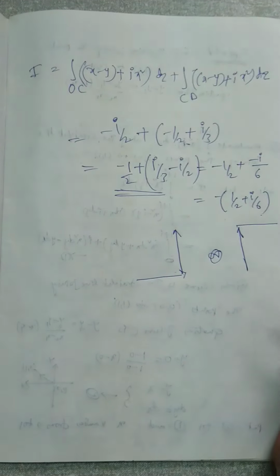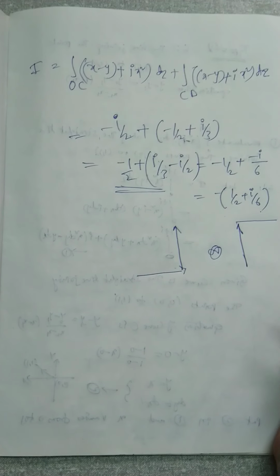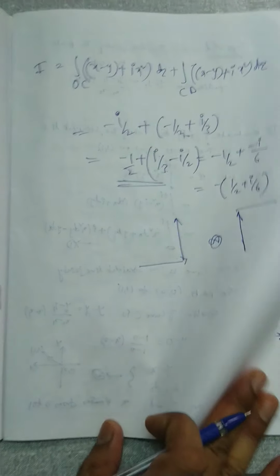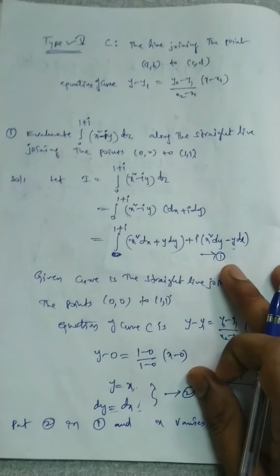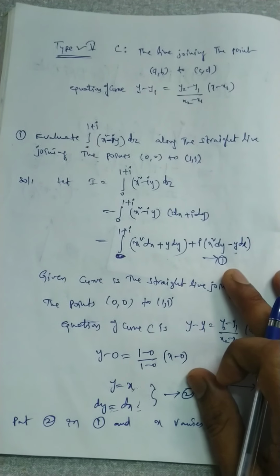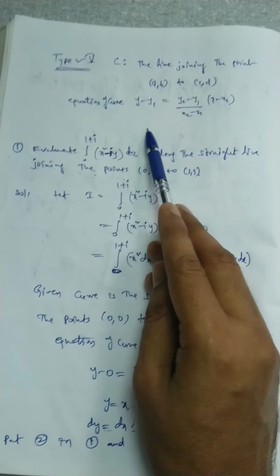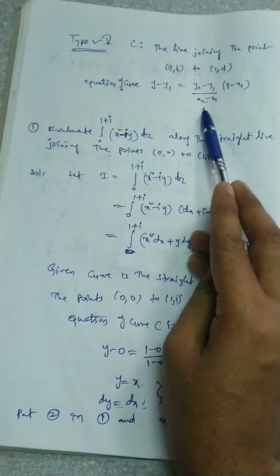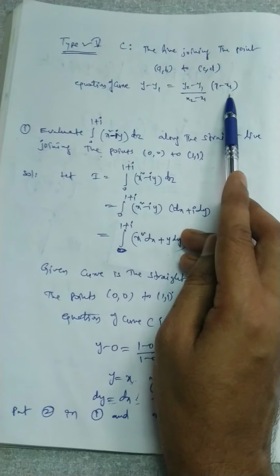We can see the last type, when the curve is the equation of a line joining 2 points. Here I am going to discuss another type, type 5, when the equation of the line joining the points is given. In that case we have to find the equation of the curve by using the line segment formula, y minus y1 equals y2 minus y1 by x2 minus x1 into x minus x1.